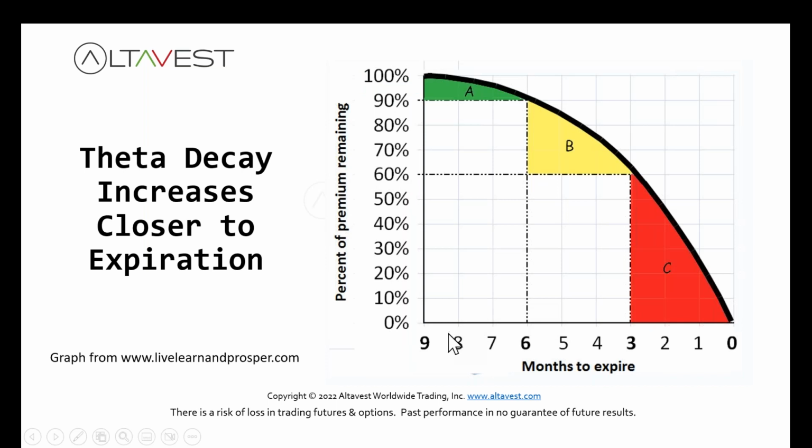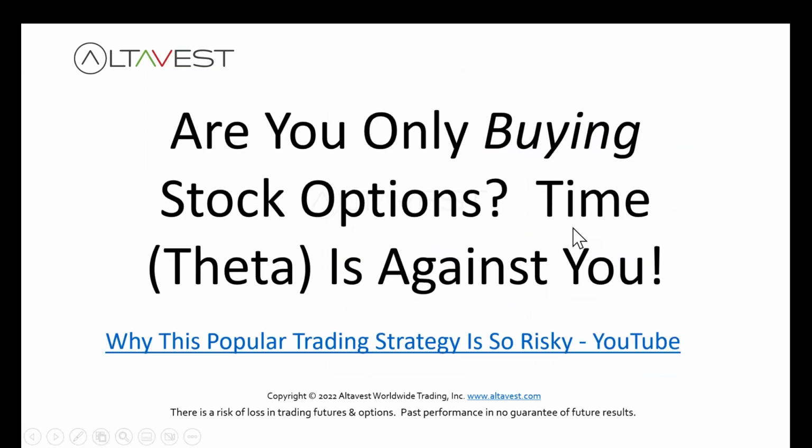And this is what it looks like on a graph when you plot that as you approach time 0 towards expiration. The value, the percent of that premium starts to drop and drop, becomes less and less valuable based on time decay. Now remember, if you're only buying stock options, theta and time is working against you. So you're not doing it like a professional if all you do is buy stock options.